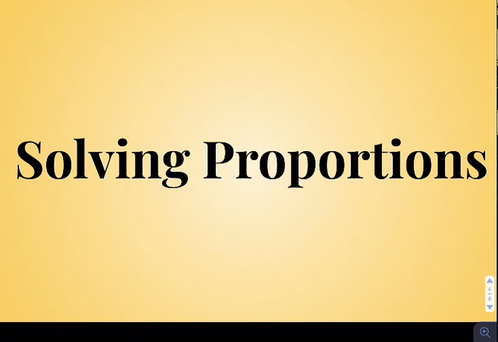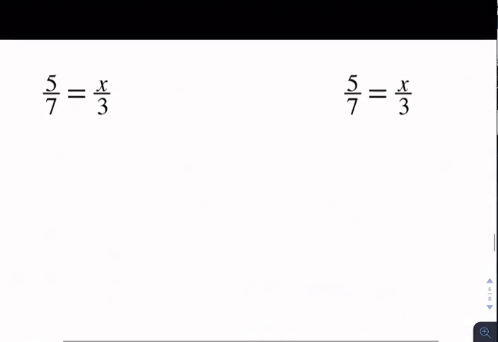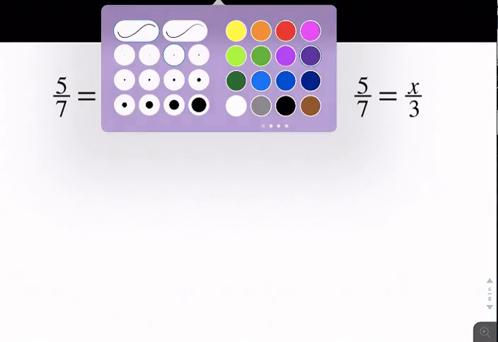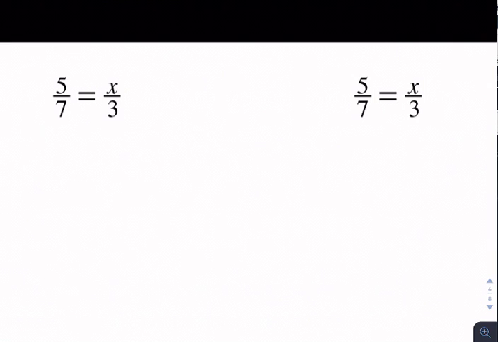All right, this is all about solving proportions. There are two main strategies that I really like to use when I am solving proportions, ones that kind of make sense. We can think of these as proportional relationships. They are proportional, and so we know that they are equivalent fractions.